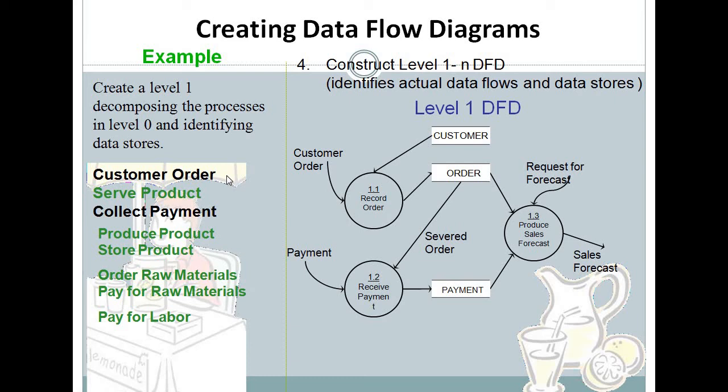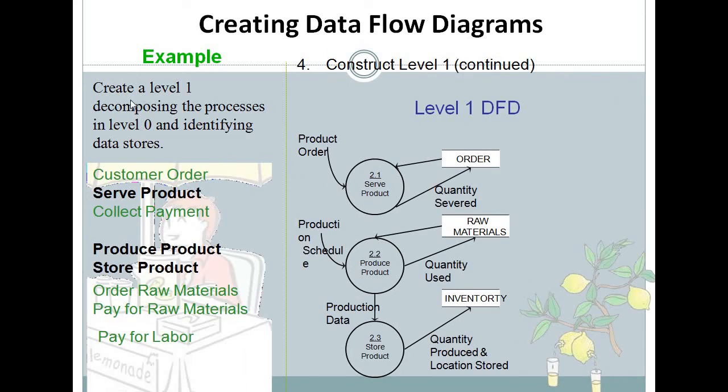So it is based on the same things: customer order, serve products, collect payment, produce product, store product, order raw materials, pay for raw materials, pay for labor. So let us see customer order, maintain record related to customer and order. Now order, served orders, received payment related to their payment mode, product produce, sale products, how request is forecast and how sales forecast. It is the level 1 which shows data flow and data stores.